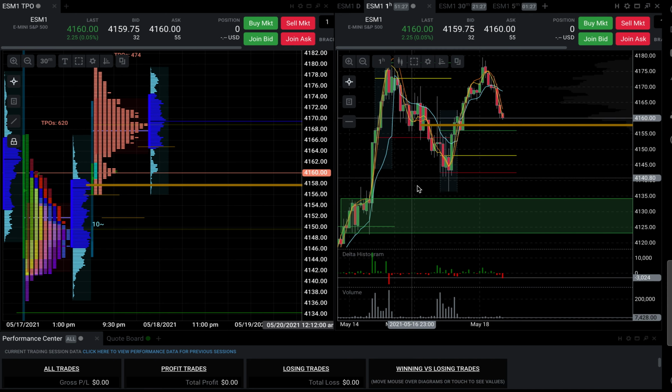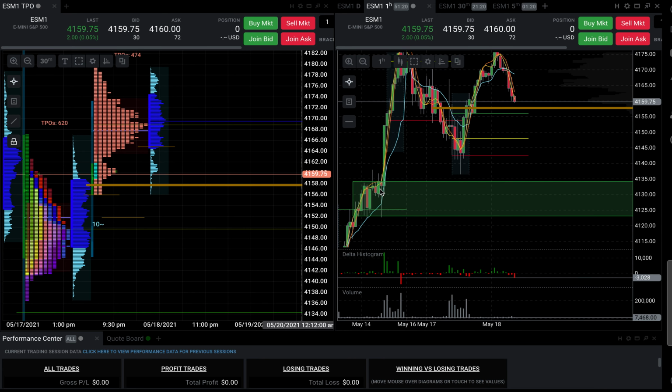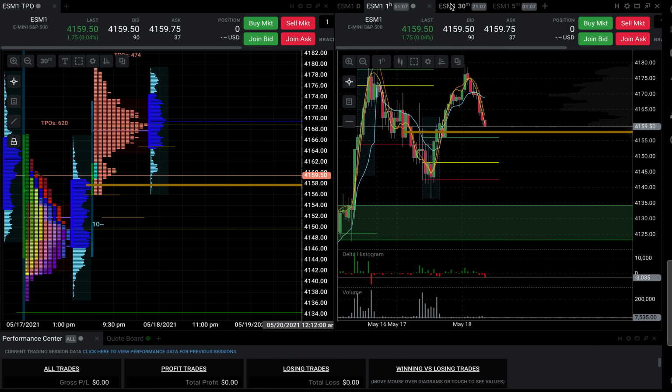So this is a potential area because it did not reach into this area. Now, I did do a wick test. It did do a wick test, but I was looking for it to actually come into the area. So we're still going to be watching this area. It's still clean, as we'd say.